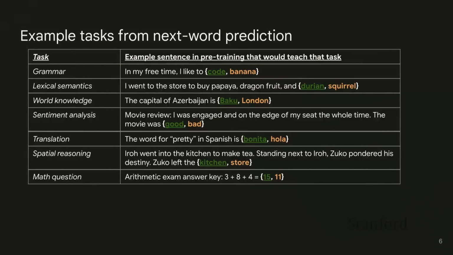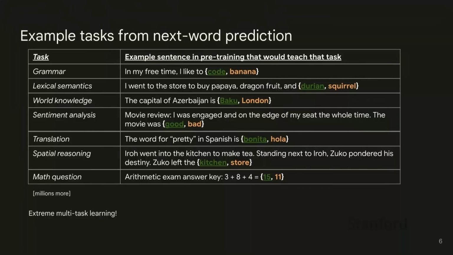And then finally, even some math questions. So you might have some arithmetic exam answer key somewhere on the internet, and then the language model looks at this and says, okay, the next word should probably be 15 and not 11. And you can have basically millions of tasks like this when you have a huge data set. And you can think of this as basically extreme multitask learning.